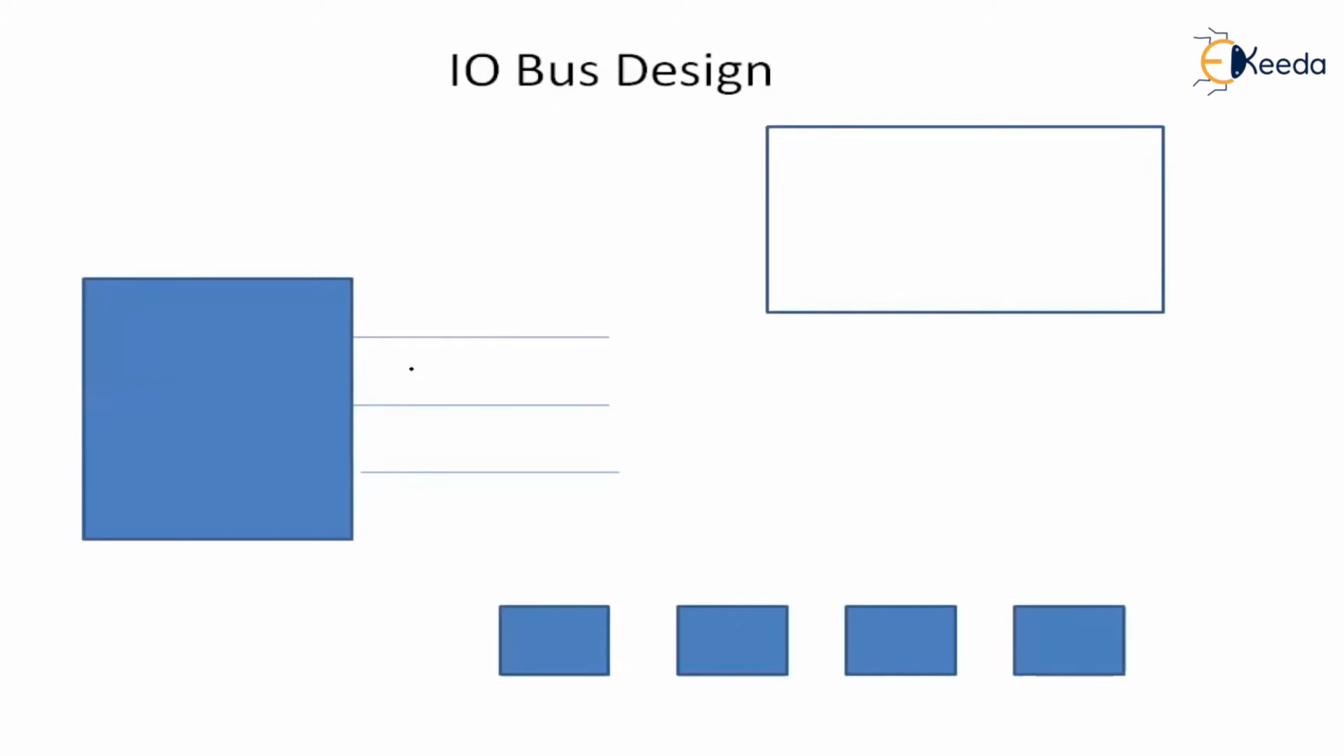But in memory mapped IO, nothing is different. Everything is in common. That is, there is the same address line, the same data line, and the same control line. Even the control line will be the very same. Let us see in this case how the CPU is going to differentiate between memory transfer and IO transfer.